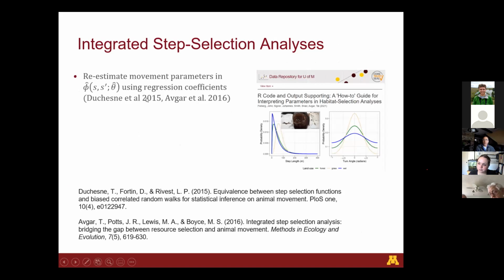Following up on that though, in 2015, 2016, Tal Avgar and the statistician Thierry Duchesne recognized that this is also an opportunity. By including these movement characteristics, we can get better estimates of these movement parameters in our movement kernel. And so now we can take this extra step of getting unbiased estimates in the habitat selection piece, but also getting unbiased estimates of how the animal would move in the absence of habitat selection. And we'll end up with a fully parameterized movement model that we can simulate data from.